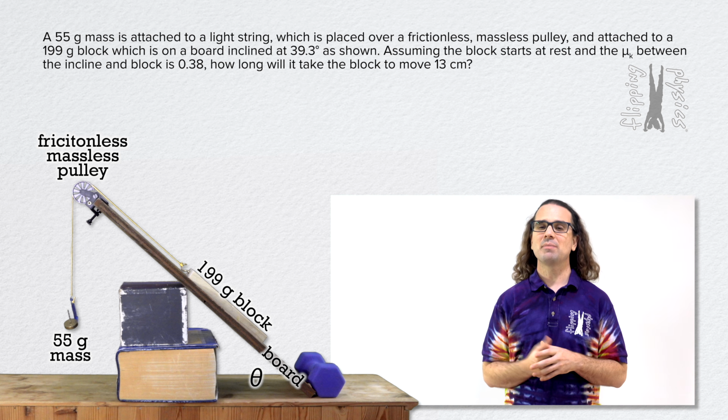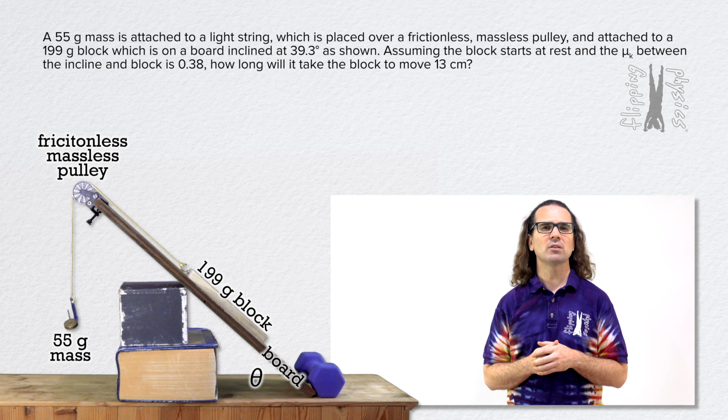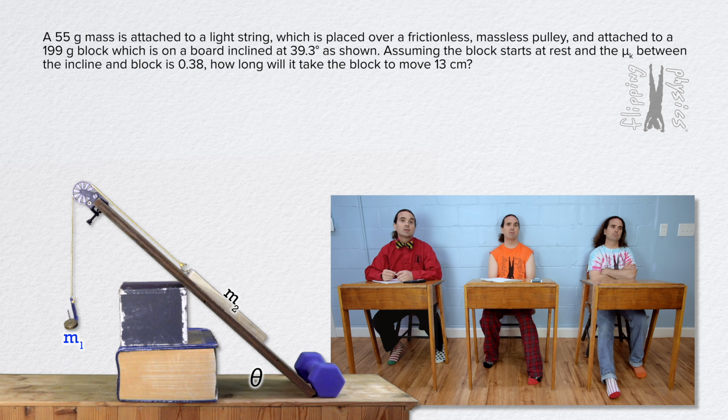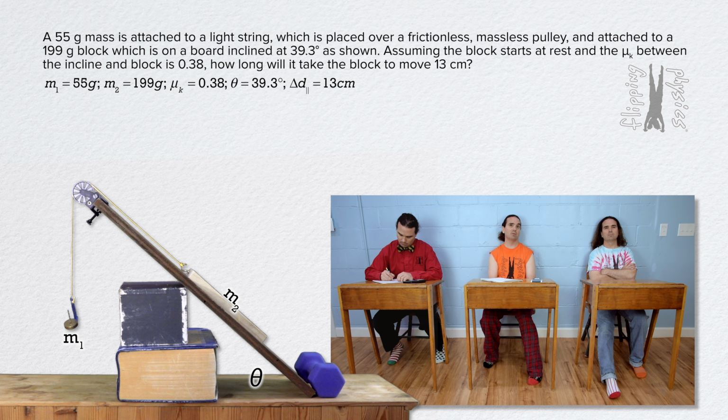Thank you, Billy. Bobby, please list all of our known values and what we are looking for. Okay, we have two masses we need to be able to tell the difference between. So let's label the mass which is hanging from the string as mass 1, and the block on the incline as mass 2. That means our known values are mass 1 is 55 grams, mass 2 is 199 grams, the coefficient of kinetic friction is 0.38, the incline angle theta is 39.3 degrees, the displacement of the block in the parallel direction is 13 centimeters, and change in time equals question mark.